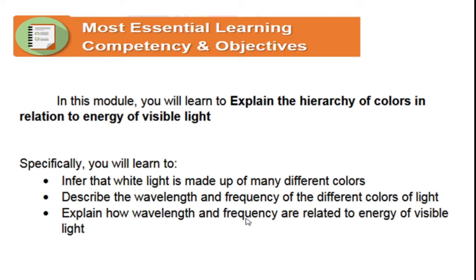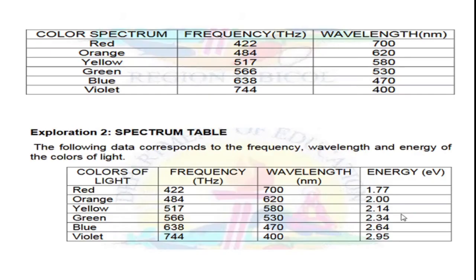In this module, you will learn to explain the hierarchy of colors in relation to energy of visible light. Specifically, you will learn to infer that white light is made up of many different colors. Number two, describe the wavelength and frequency of different colors of light. Number three, explain how wavelength and frequency are related to energy of visible light.